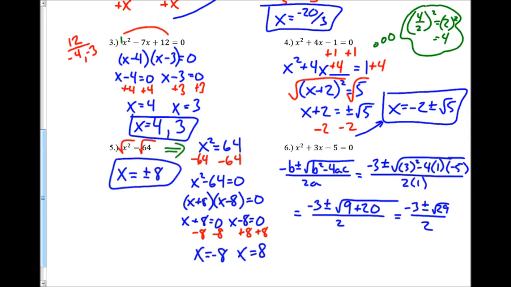And now I look to see if this is going to simplify at all, to see if there are any perfect squares that divide evenly into 29, but there's not. So that means my answer is just this. Okay, and really, again, that's two answers: negative 3 plus the root 29 over 2, and negative 3 minus the root 29 over 2.